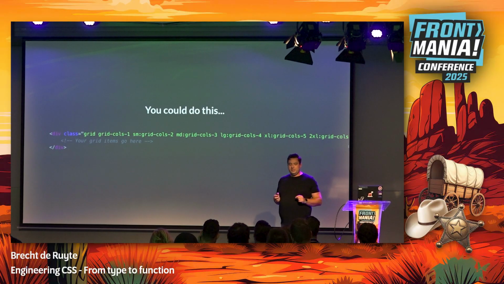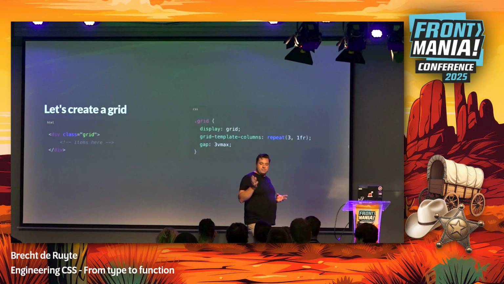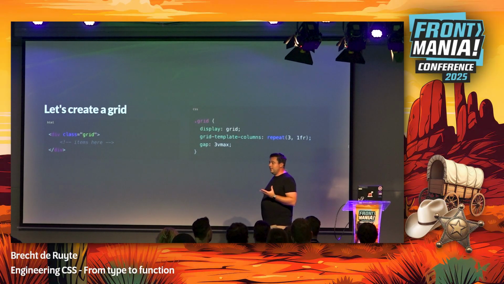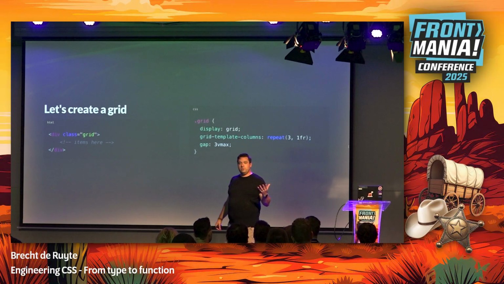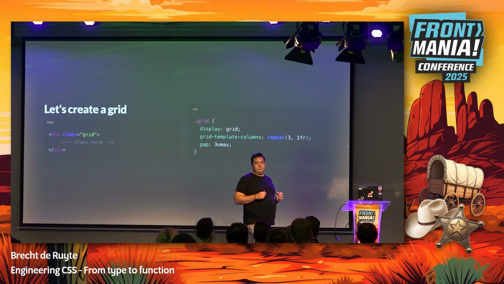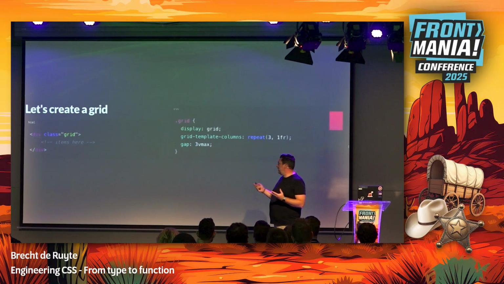Instead, I'm going to write a bit of HTML. Let's give it a div with the class grid, with some items inside of it, and I'm going to set my grid to display grid. Now I'm going to add grid-template-columns: repeat 3 times, 1fr, meaning 3 equally sized columns, and a gap of 3vmax, which is 3% of the largest side of my viewport. And already I would have something like this.